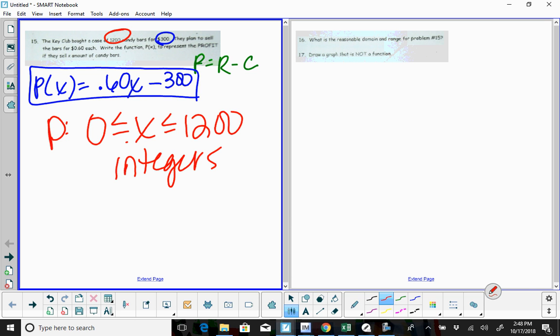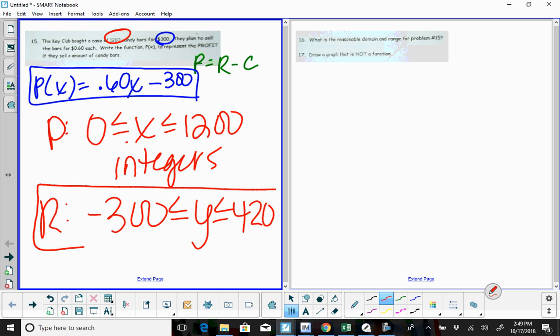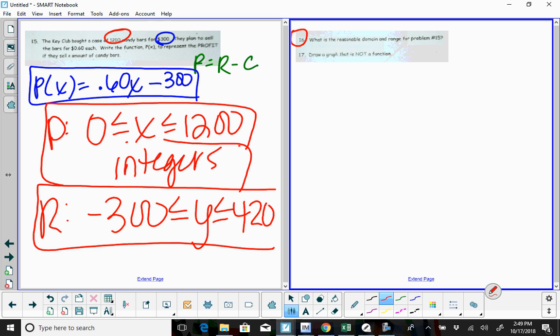All right, and then to find your range, you're going to plug in 0 and 1200 into your profit equation. When I plug in 0, I'm just going to lose $300. And then when I plug in 1200, you're going to get 420. So there's your range and there's your domain, which goes over here to problem 16.